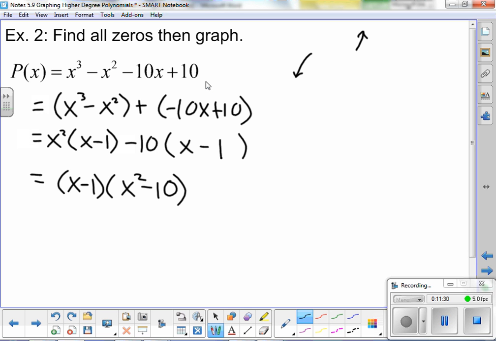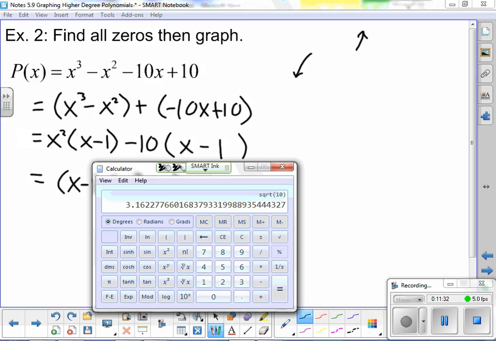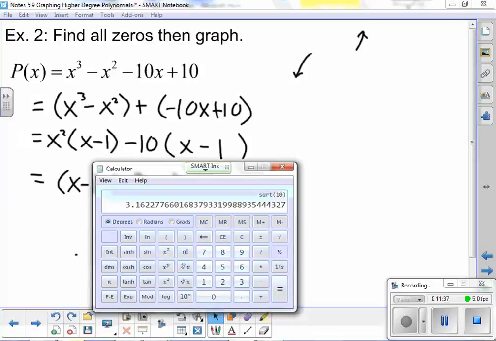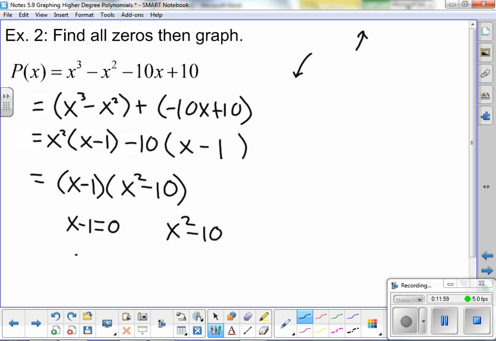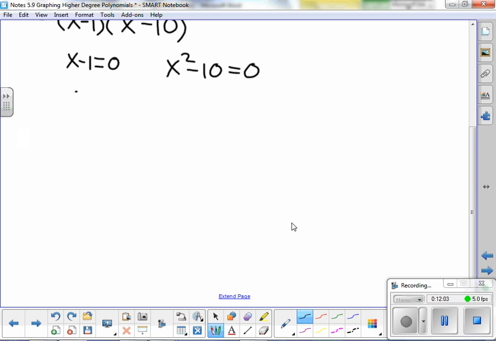And then we are going to set this equal to 0 so that we can solve it. Obviously I did this one already. Let's close that out. So in order to find my zero product, it's going to be x minus 1 equals 0, and x squared minus 10 equals 0. All right, so one of my zeros is going to be a positive 1, x equals 1.